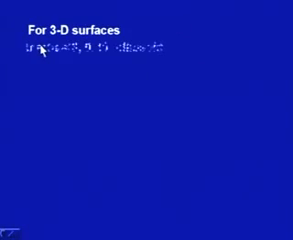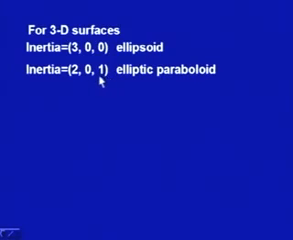Now for 3D surfaces, we can similarly classify quadratic surfaces. We say if inertia is 3, 0, 0, then it is an ellipsoid. That means all 3 eigenvalues are positive, and no eigenvalue is 0 in this case, then we have an ellipsoid. And when inertia is 2, 0, 1, then we call it an elliptic paraboloid. So 2 eigenvalues are positive, one value is 0, and no eigenvalue is negative, so we will have an elliptic paraboloid.